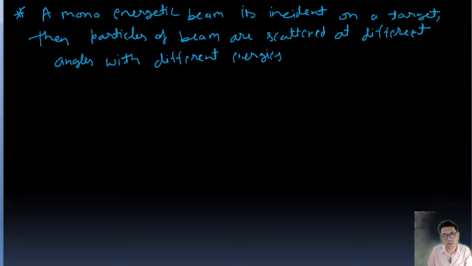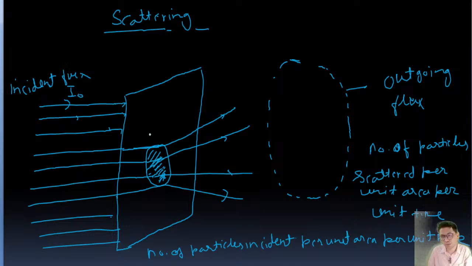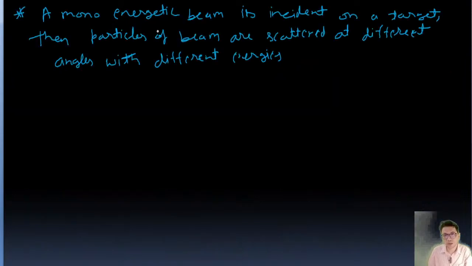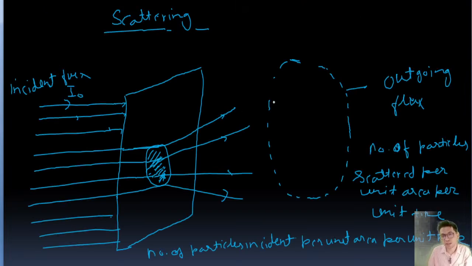This is shown in the figure. A monoenergetic beam is incident on the target, and then the particles of the beam are scattered at different angles with different energies. This is the scattering, guys.